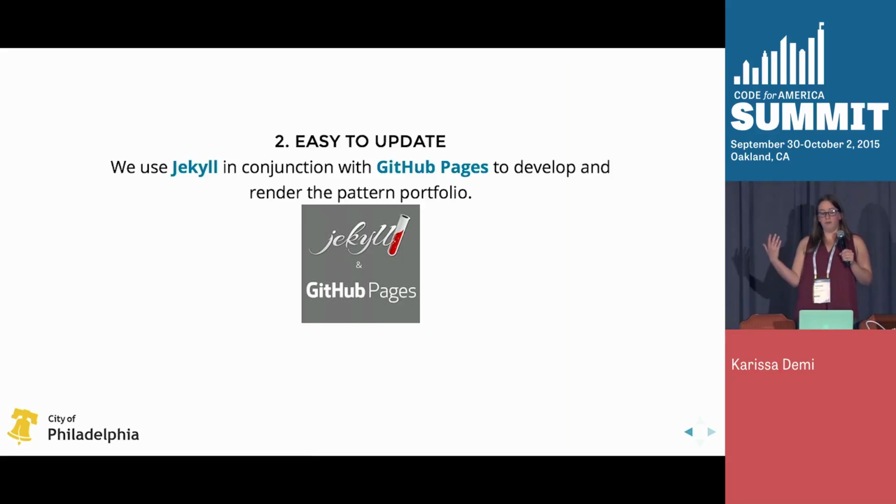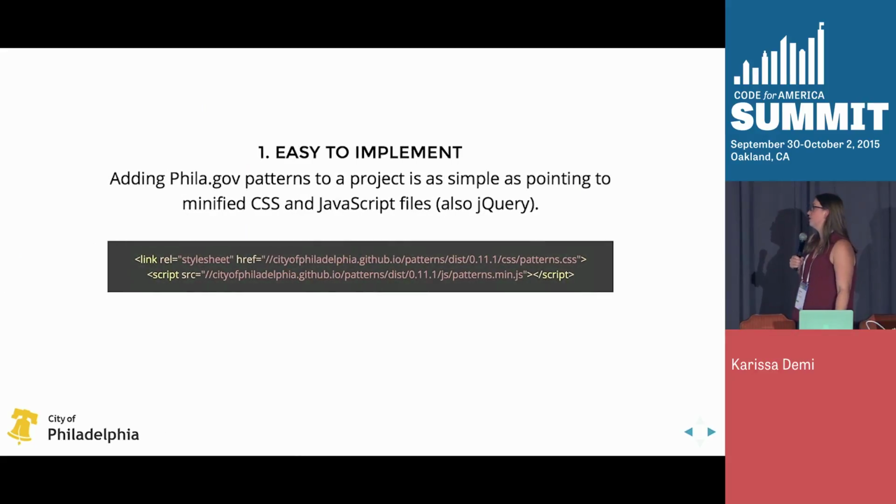The second mandate that we had for ourselves was that it be easy to update. And this is really the most exciting part of all of this: our project is available on GitHub Pages. So the pattern portfolio lives on GitHub, and you are actually linking to a GitHub URL when you use the styles for the pattern portfolio. If you look at both of those, it's cityoffphiladelphia.github.io. That's where this project lives.